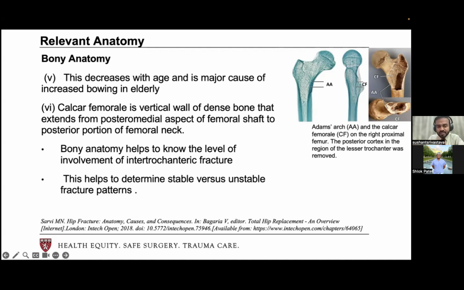But why am I stressing on the calcar femorale? Because the calcar femorale is a vertical wall of dense bone that extends from the posteromedial aspect of the femoral shaft to the posterior portion of the femoral neck. The bony anatomy helps to know the level of involvement of the intertrochanteric fracture, and this also helps to determine whether the fracture is a stable or an unstable pattern.